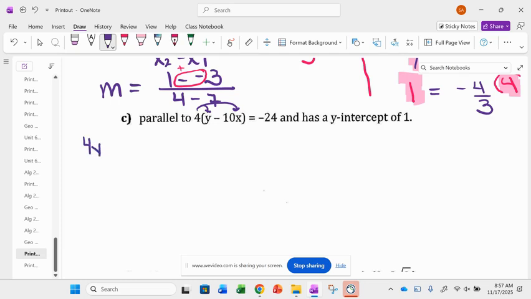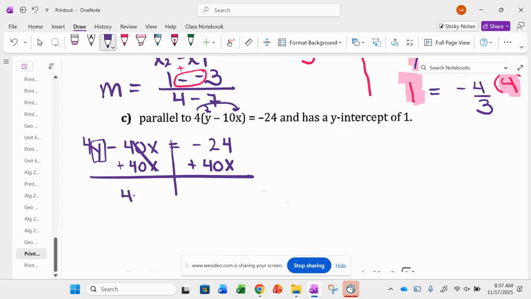So we're going to get 4y minus 40x equals negative 24. And in order to make this look like y equals mx plus b, we need to get the y all by itself. If I'm going to get this y all by itself, what do I have to move to the other side first? Good. So I'm going to add 40x to both sides. So now we have 4y is equal to, I'm going to put the x first, 40x minus 24. Have I lost anybody yet?